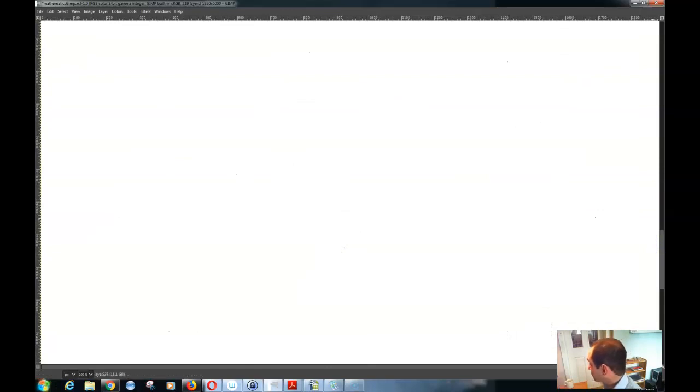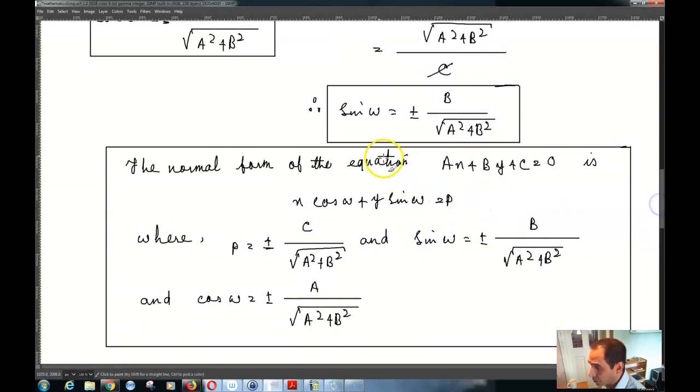So now we have a couple of examples. We will go through these examples, and then we have some exercises. Okay, so now let's do a couple of simple examples to see how we can use all of these formulas that we learned over here. Sine omega is equal to this, and p, and so on and so forth.